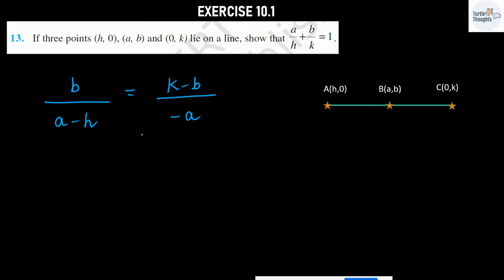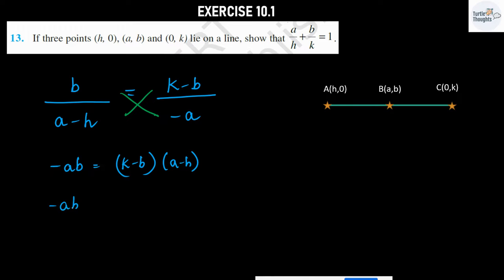Okay. Now, how do you think we can solve the same? I can take the cross product over here. Yes. Taking the cross product, I will be ending up with a into b with a minus sign. So I can write minus ab. It is going to be equal to k minus b multiplied by a minus h. Right?